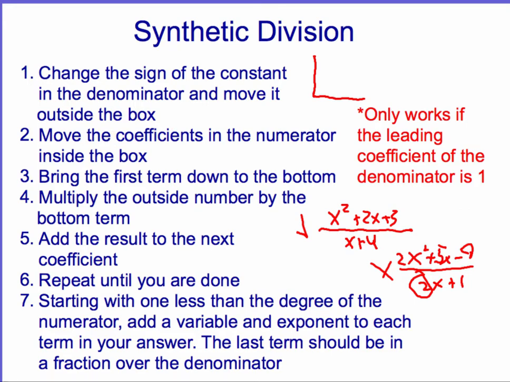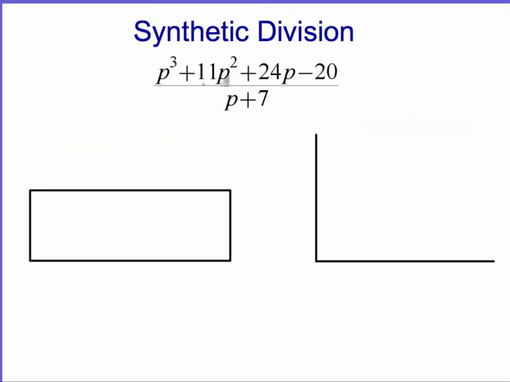All right, so let's do a synthetic example. I've got p cubed plus 11p squared. Same problem as we did before for our long division problem. Now we're going to do it synthetic. So we've got this little box. We're always going to use this little box for synthetic division. So the first thing is we take this number, this 7, we change the sign and we put it outside of the box. Then we take our coefficients from our numerator, so 1, 11, 24, and negative 20, and we put them inside the box. All right. Now, the first term just comes down, so 1 just comes down to the bottom.